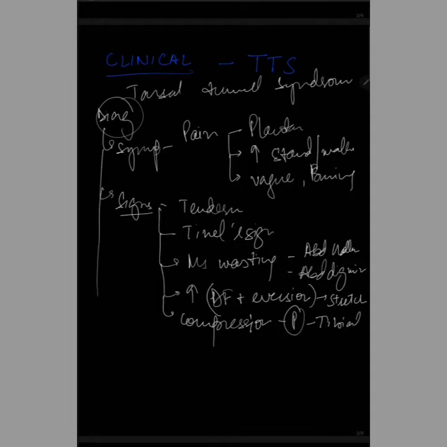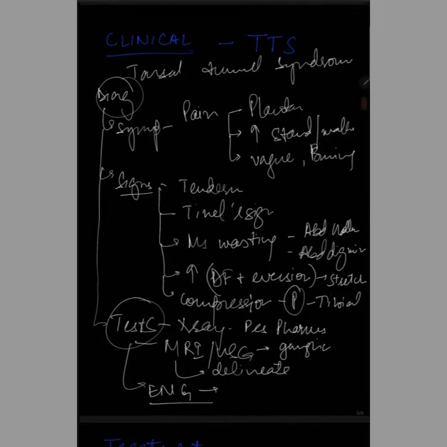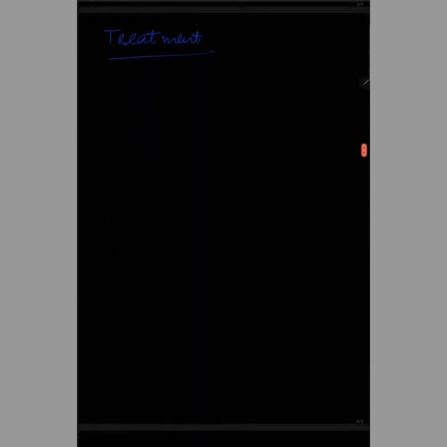We can also do some tests, like firstly we can have an X-ray done. It may show us any bony spurs or any bone conditions. Usually pes planus is associated with this problem. Secondly, we can get an MRI done or a USG done. USG will show us some ganglion or any cyst, and MRI will help delineate and confirm these conditions. Then sometimes we can also get some EMG done if it is available at your center. Let's come over to the treatment part.